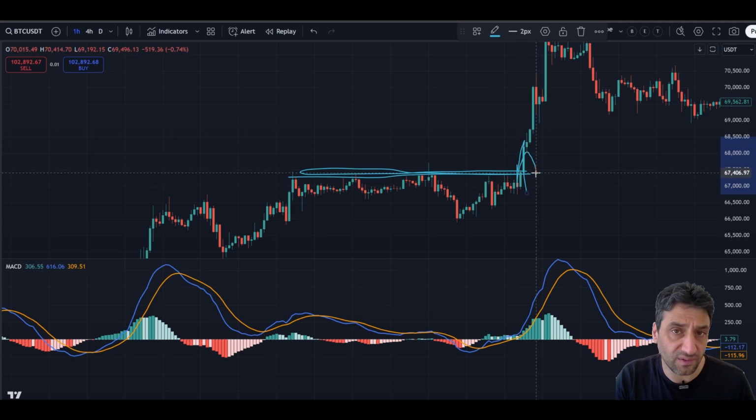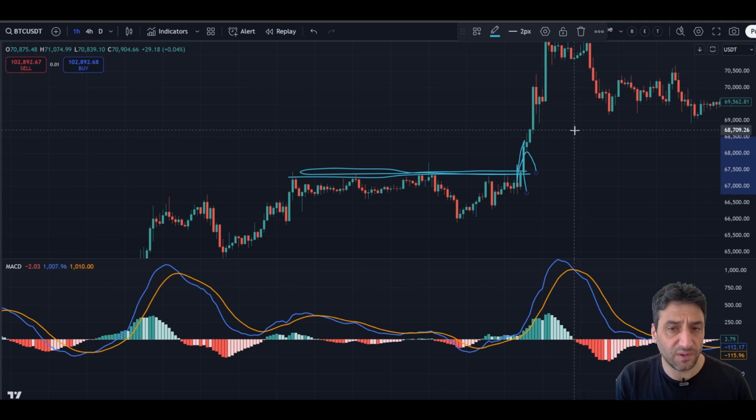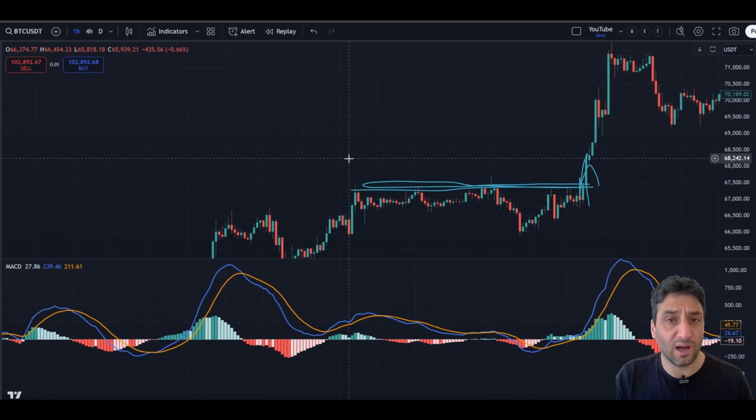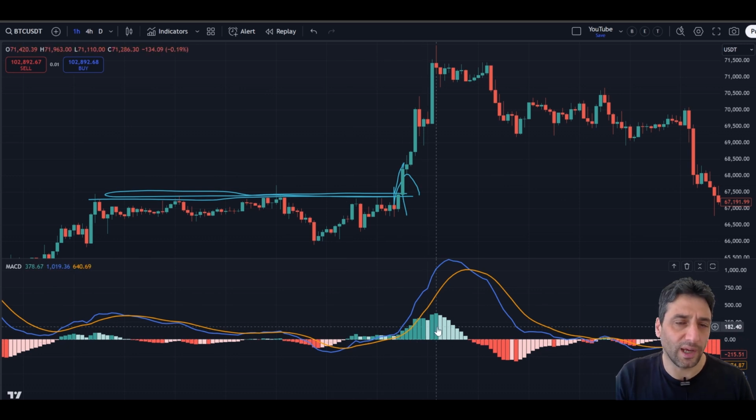The histogram itself can also give you very useful clues. Look for changes in the histogram's height and direction. If the histogram is getting taller and pointing upwards, that's a sign of increasing bullish momentum. If it's getting shorter and pointing downwards, then bearish momentum is taking hold.